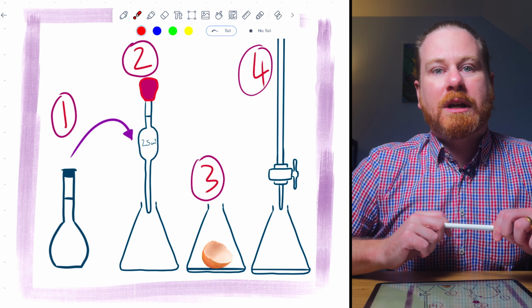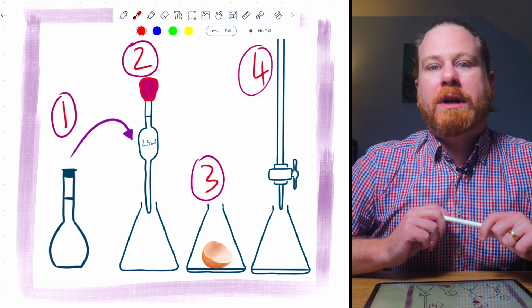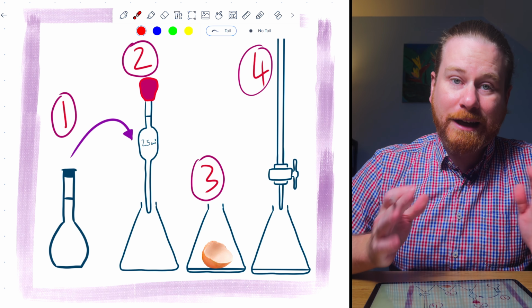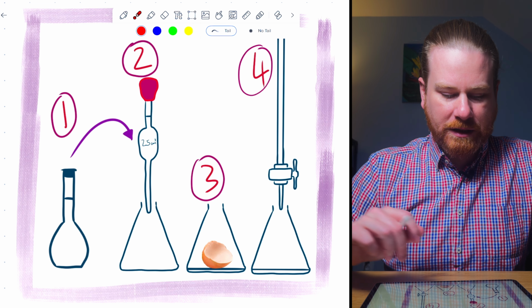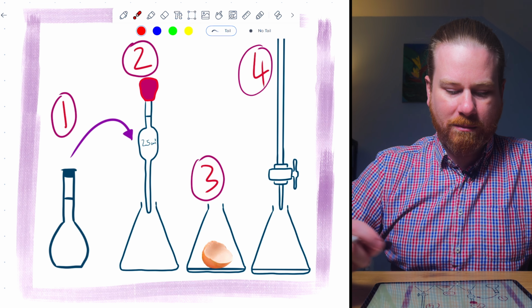So both of these, the antacid and the eggshell, are great experiments that you can do in your IA. So there you go, that's an IA idea for you if you're running short of them. But let's look in more detail at how this method works.